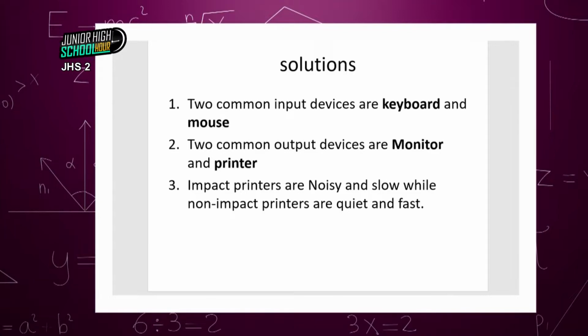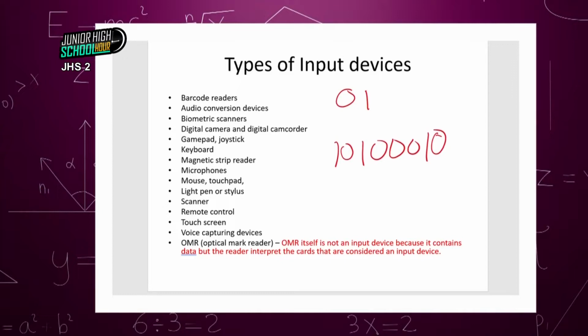The first question, two common input devices are the keyboard and the mouse. Remember, we can also talk about the microphone, right? We can talk about the microphone and all other input devices. We can talk about the biometric scanners, the digital cameras, the keyboards. They are all part of input devices.